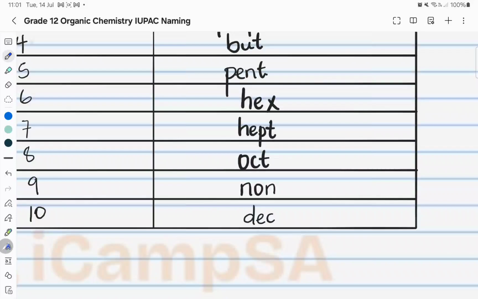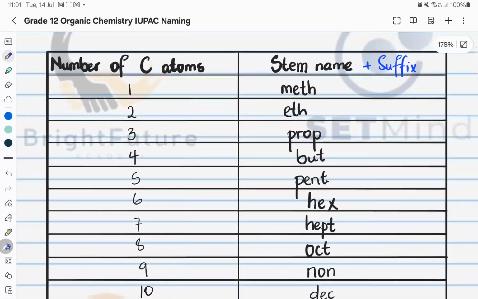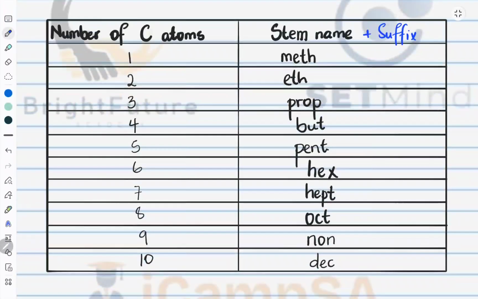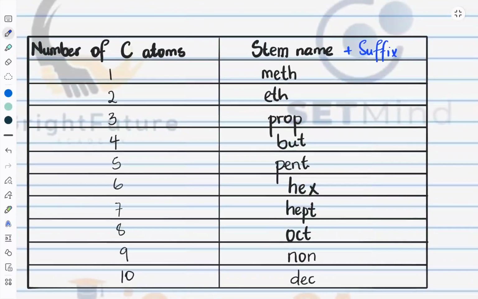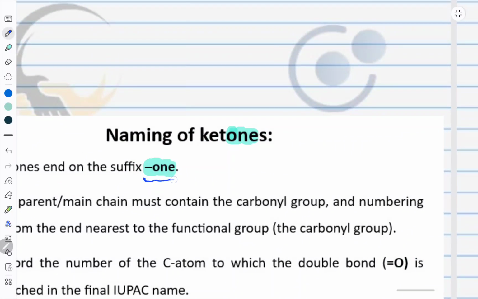All right, so let's check this table. If you remember, we said if the main chain has about one carbon atom, it's going to be meth. If it has two carbon atoms, it's going to be eth, 3 prop, and all the way to dec. Right, so now the suffix, remember we said the suffix for ketones is ONE.